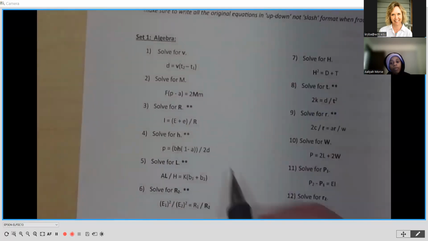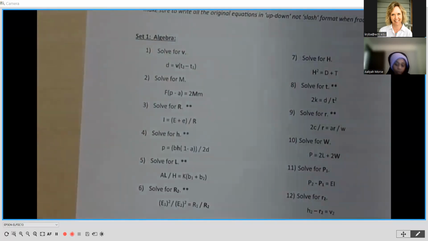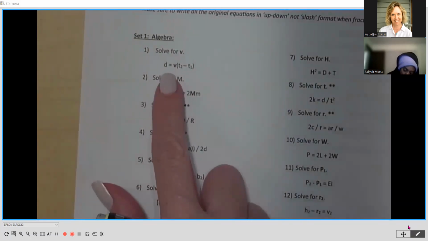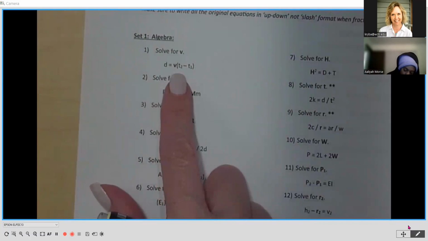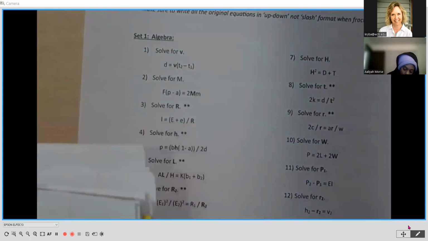So what we're going to do is you're going to notice that we have problem set here, number 1. Now, the first thing it says for number 1, it says solve for V. You do not need to write out solve for V, but what you will do is rewrite the original version of the problem. So you're going to be writing out D is equal to V times (T2 minus T1).